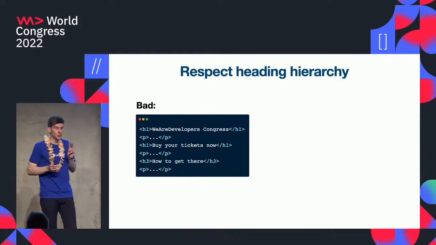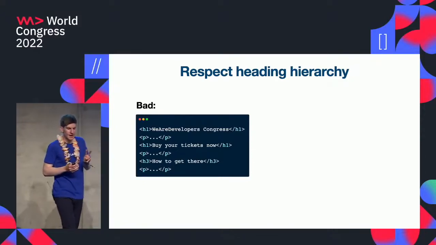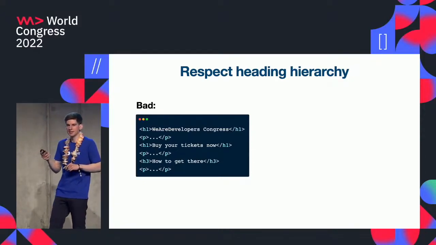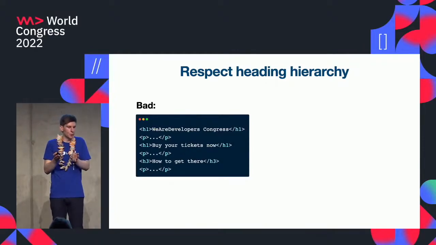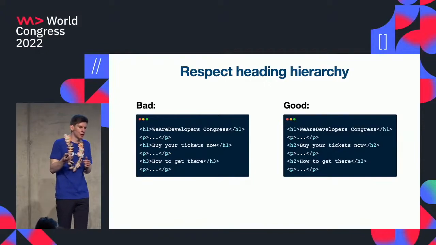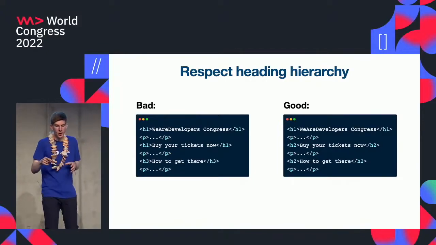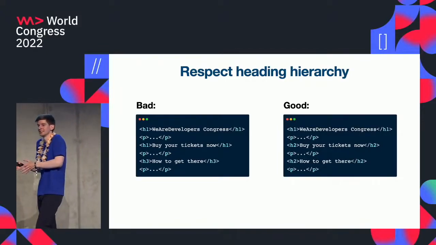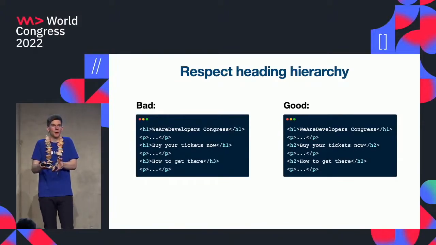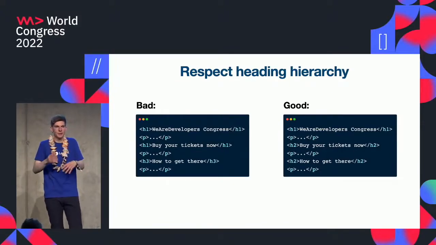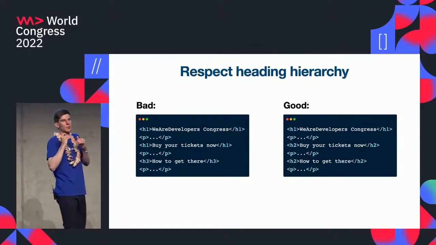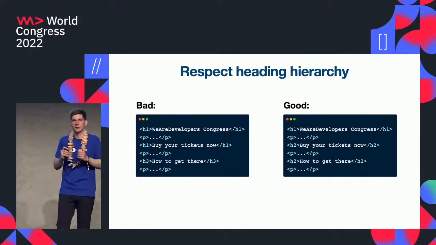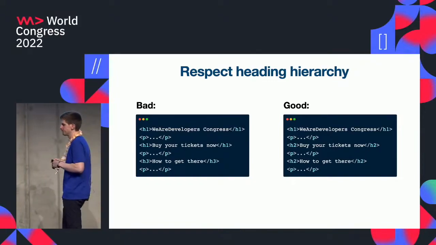Here we see two H1s, that's bad, and the one afterwards is an H3. And what we want actually is one H1 and two H2s, because how to get to the conference is not really related to how to buy the tickets. So also think about how you implement the hierarchy of your headings consciously.